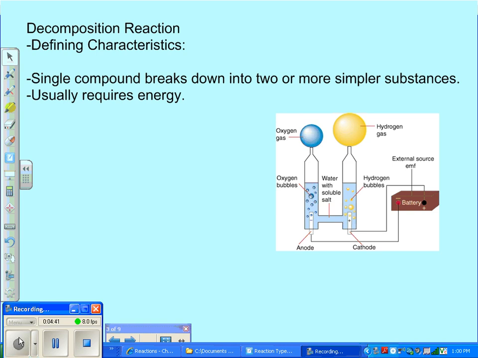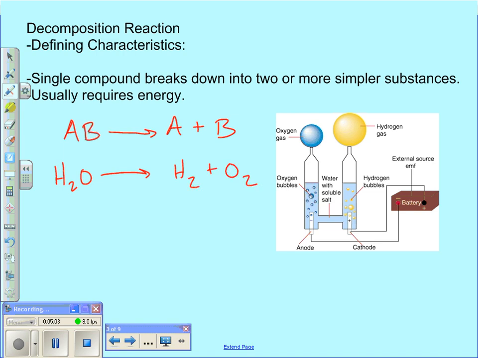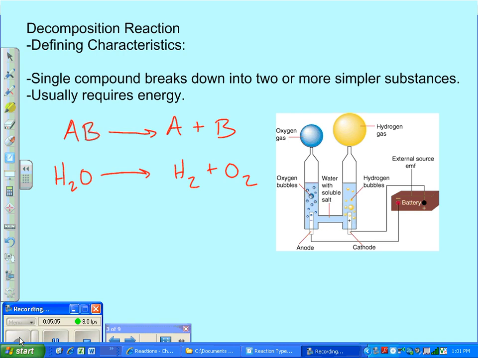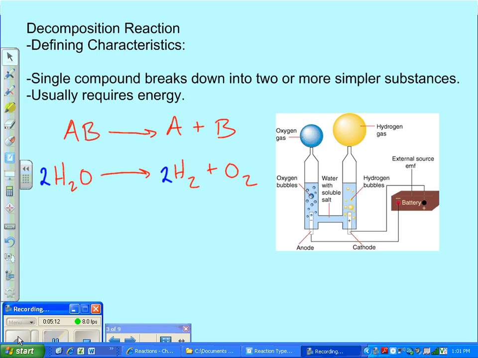The generic form of this equation would look like, maybe you have guessed it, the compound AB, and it would decompose to A plus B. A couple examples. Let's just do the water one. H2O can be broken into hydrogen gas and oxygen gas. And again, to balance this, we would expect 2 waters for every 2 H2s and 1 O2.